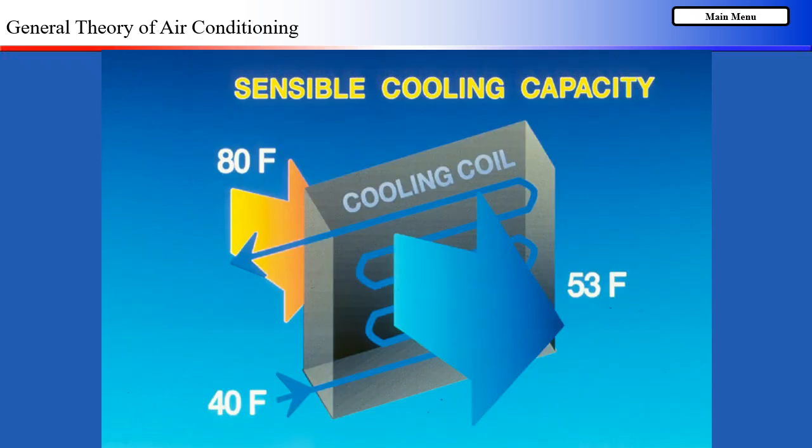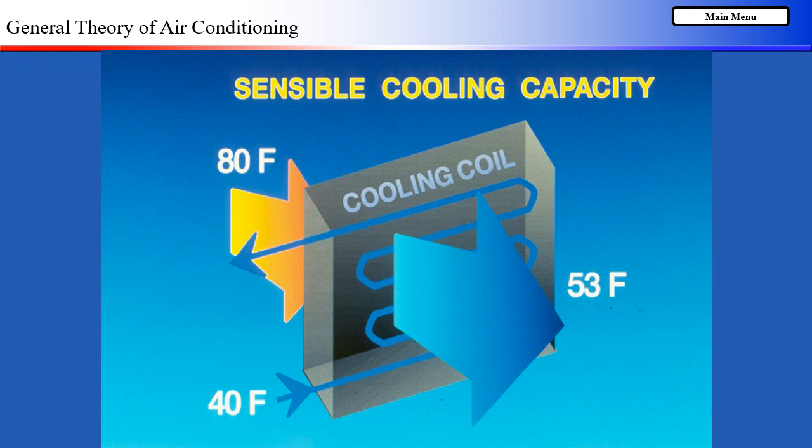Sensible heat in a warm house moves into the cold refrigerant of a cooling coil as the air flows over it. The coil is providing sensible cooling capacity as it removes sensible heat from the air, reducing the air temperature from 80 degrees Fahrenheit to 53 degrees Fahrenheit.